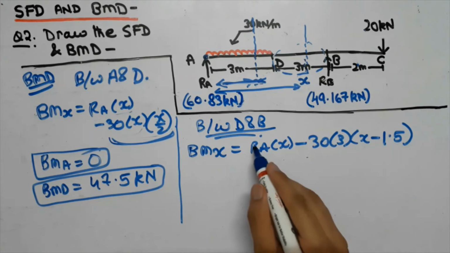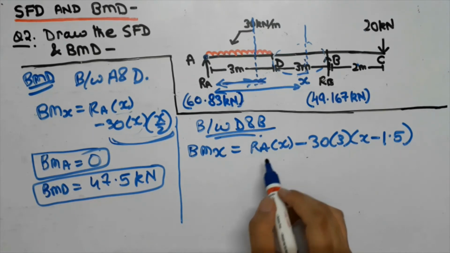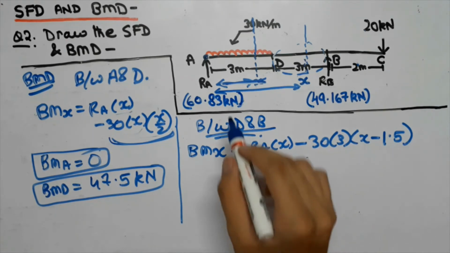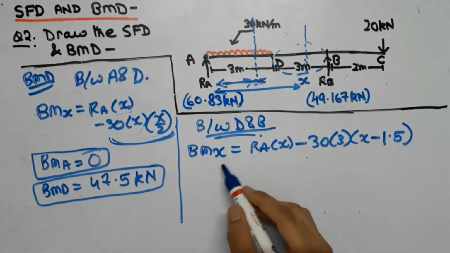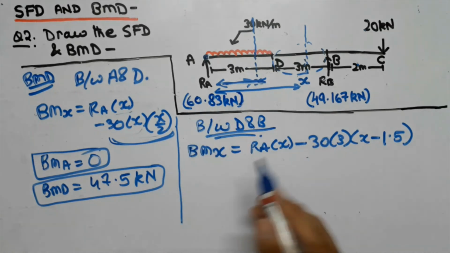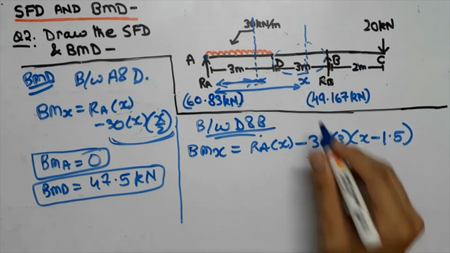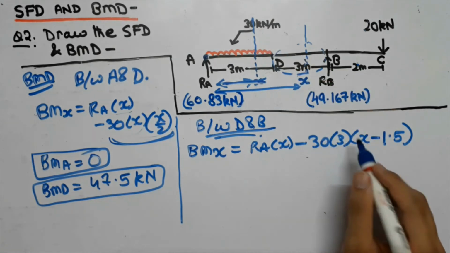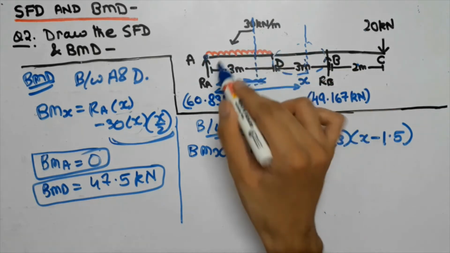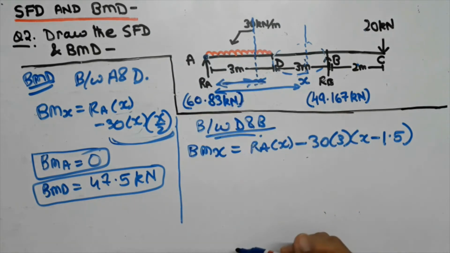Now guys, we have simply used the sign convention, that is, first of all we wrote RA into x, which will be positive because we are considering for D and B and we are moving from left to right, and similarly we have taken minus 30 into 3 because this is the part of UDL that we are considering, that is, now we are considering the whole part.